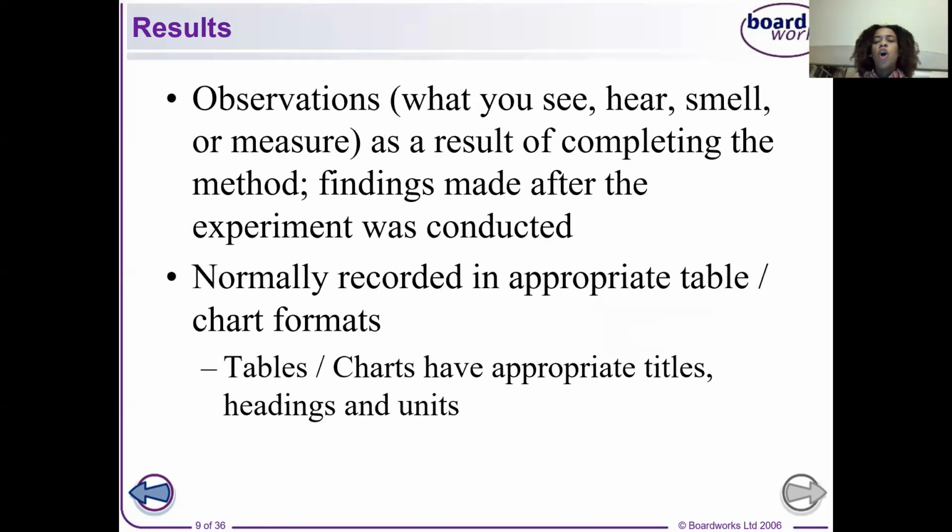Results. Your observations are listed in the results. What you see, hear, smell, or measure as a result of completing the method. Findings made after the experiment was conducted. This is normally recorded in an appropriate table or chart format. Tables and charts should have appropriate titles, headings, as well as units.